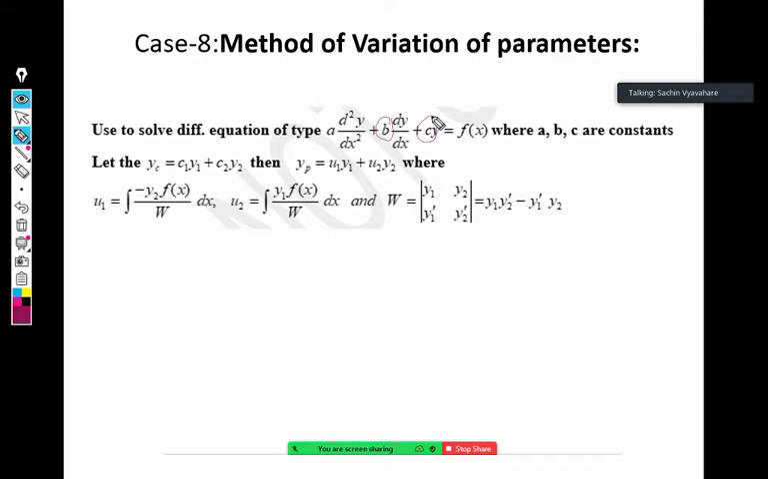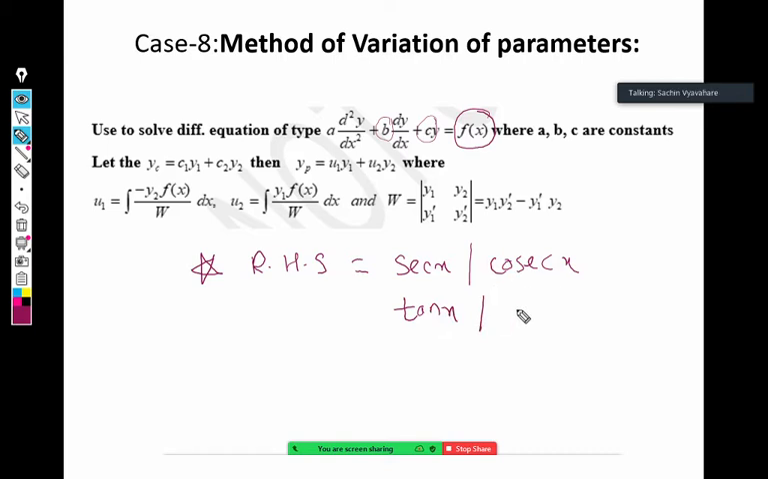Another thing: how can we identify an example of variation of parameters? We can identify it if the RHS, which is f(x), is either sec x, or cosec x, or tan x, or cot x, or log x, or a function of e raised to x.